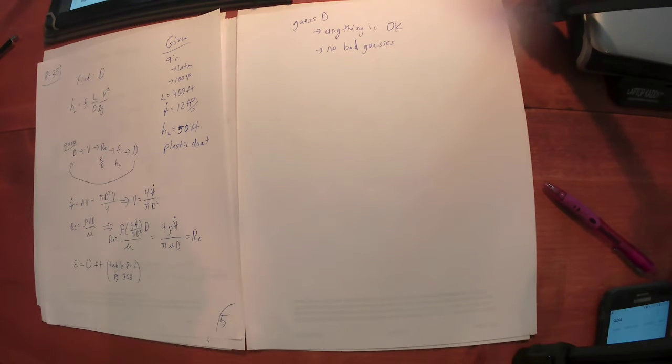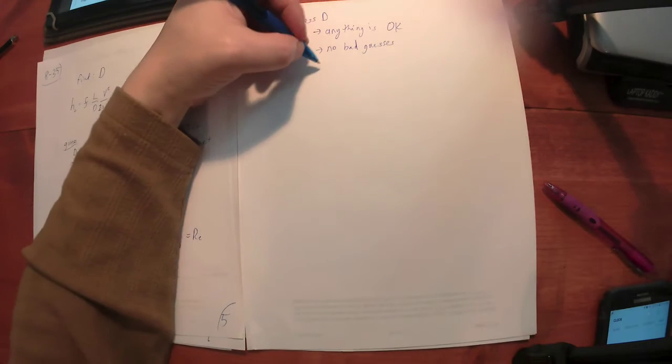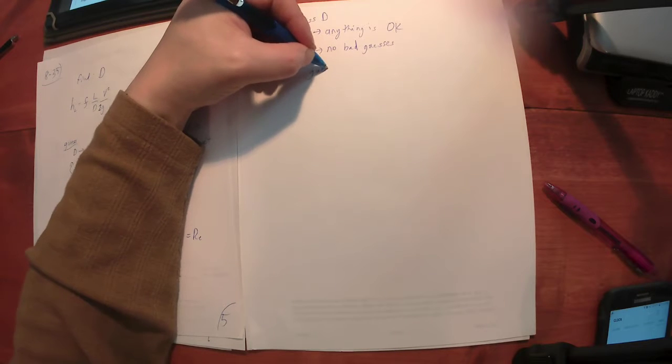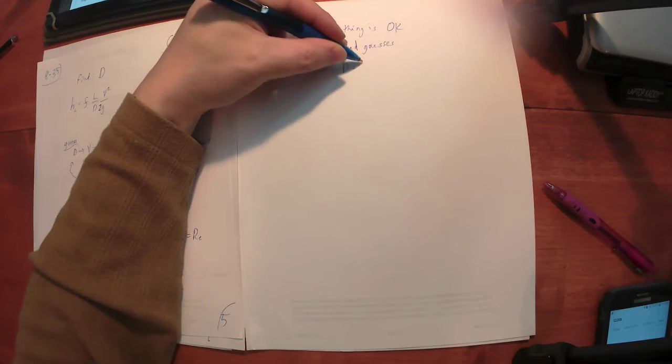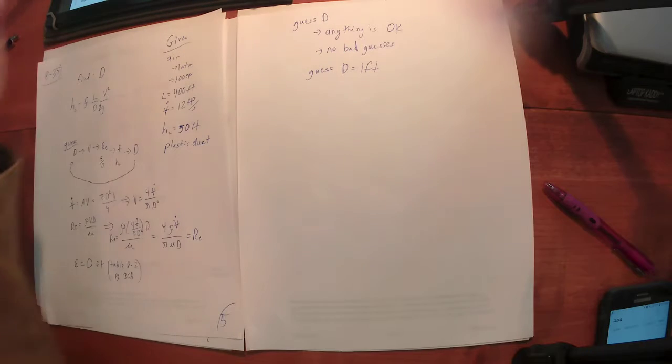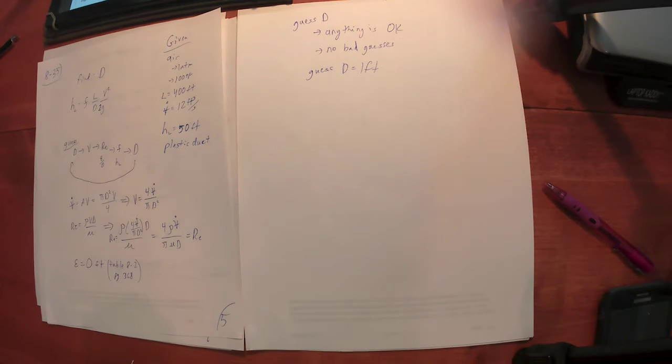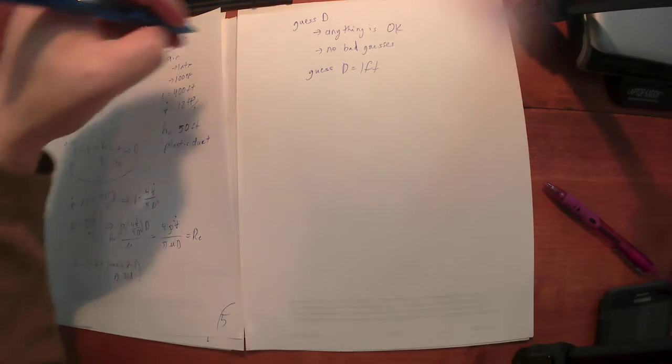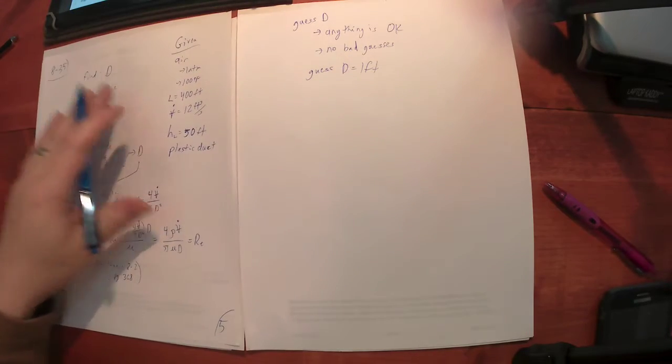So again, there's no bad first guess for diameter. Let's just guess a diameter of 1 foot. That's a really big pipe, by the way. But it's okay. Let's just guess it's this enormous pipe, 1 foot, and see where we go from there.